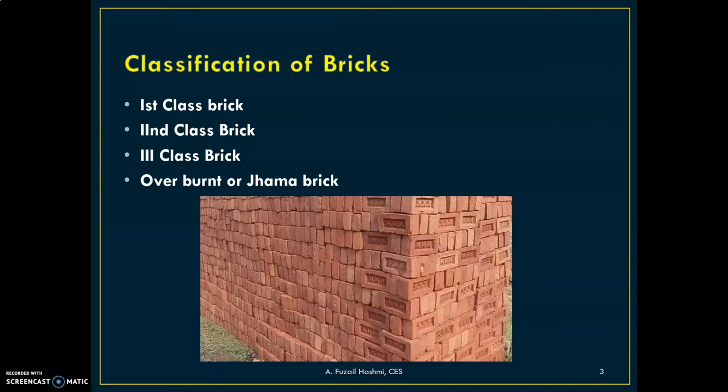The bricks are generally classified as first class brick, second class, third class, and overburnt brick, depending upon their characteristics. This is the picture showing the first class brick. This first class brick is of uniform shape, and it has high strength, above 10 Newton per mm square, and it also gives a ringing sound when struck with each other.